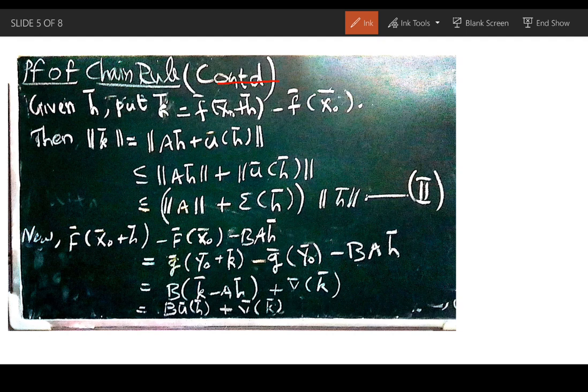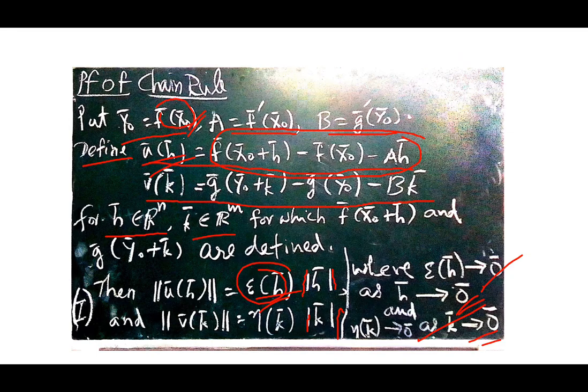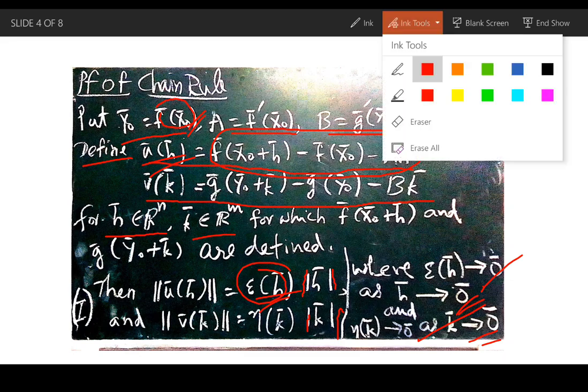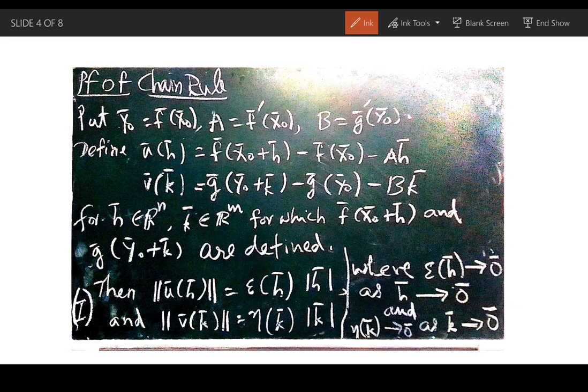Proof continues. Now onwards, my k is not arbitrary, as I said earlier. My k will depend upon h. So given h, put k equal to f of x naught plus h minus f of x naught. This is my k. Then norm of k is norm of f of x naught plus h minus f of x naught, which is precisely A h plus u of h. You get the previous slide? f of x naught plus h minus f of x naught is precisely u of h plus A h.